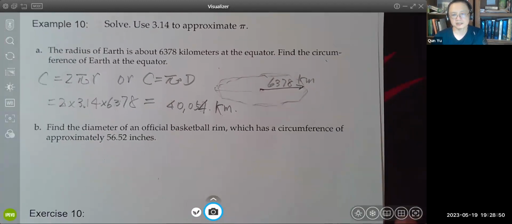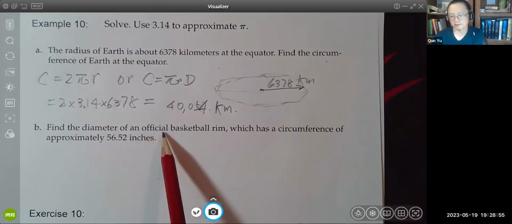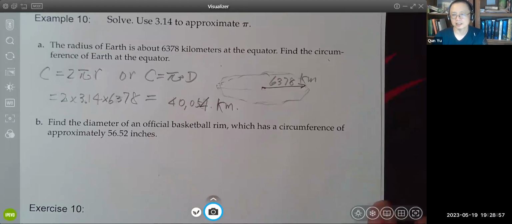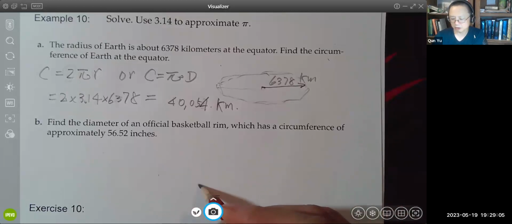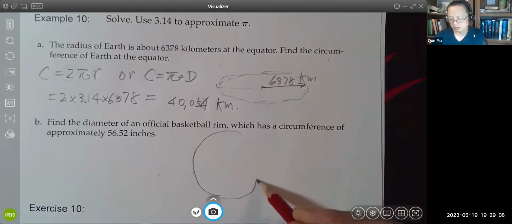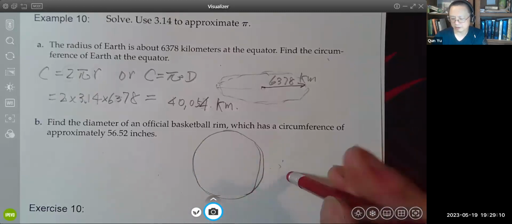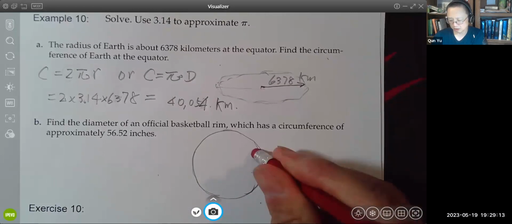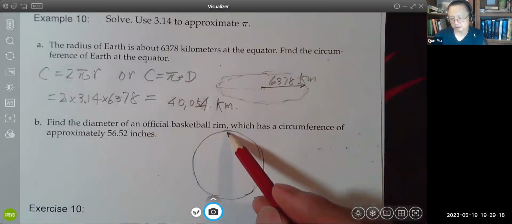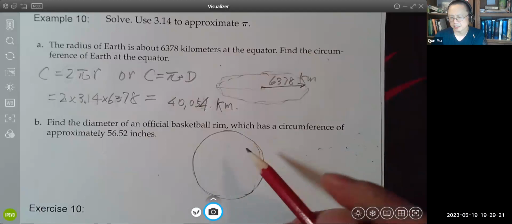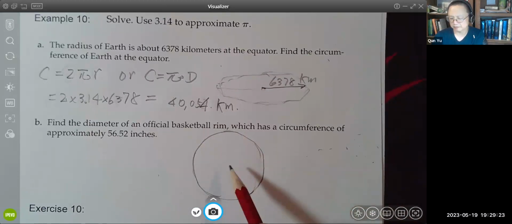Find the diameter of an official basketball rim. They mention official because it's a standard, which has a circumference of approximately 56.52 inches. So this is a basketball, suppose. And we are given the circumference. That means the total length of a circle going through the center of the basketball. And we are looking for the diameter, so we're looking for this length.